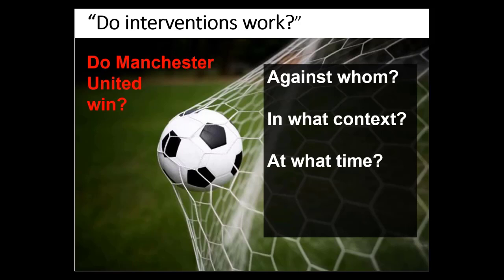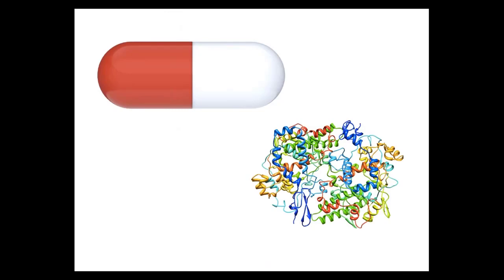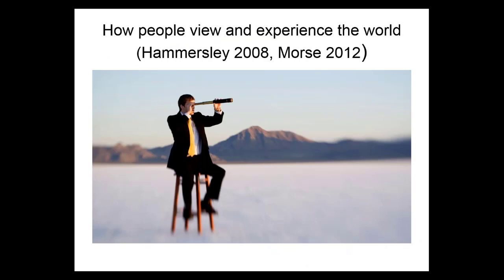Just as it's flawed to ask, it makes no sense to ask this question. Does a team win? Because it all depends. And we need to bring that complex lens that adds nuance to this, to our research as well as to our understanding of sport. If you're interested in reading more about that paper, Christmas 2012 edition of the BMJ, written by myself, What Football Teaches Us About Researching Complex Interventions. So this brings us to what qualitative methods are for. Thinking about this complexity lens, thinking about this ontology, and then thinking about how we can use qualitative methods in the world to help our research studies in the different disciplines that we work in.